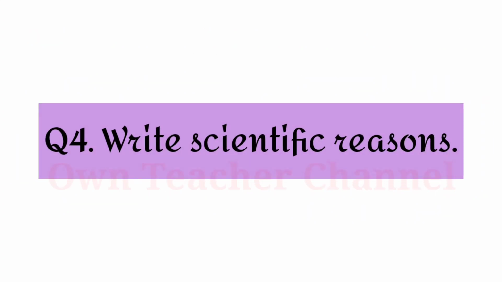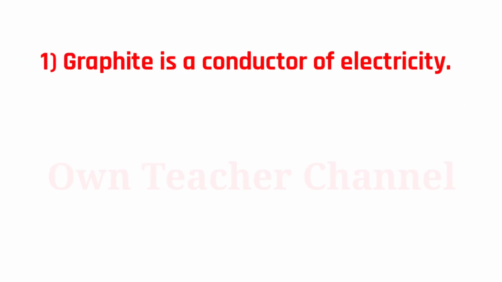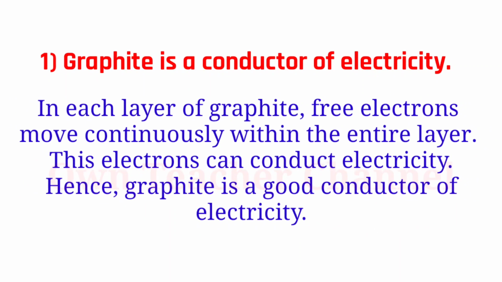Question 4. Write scientific reasons. A. Graphite is a conductor of electricity. In each layer of graphite, free electrons move continuously within the entire layer. These electrons can conduct electricity. Hence, graphite is a good conductor of electricity.